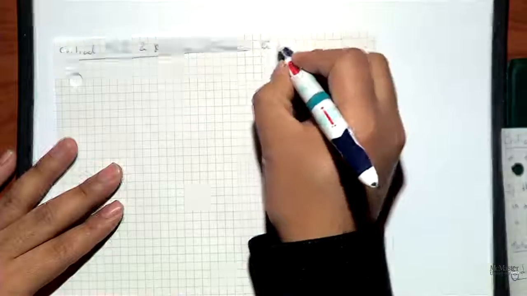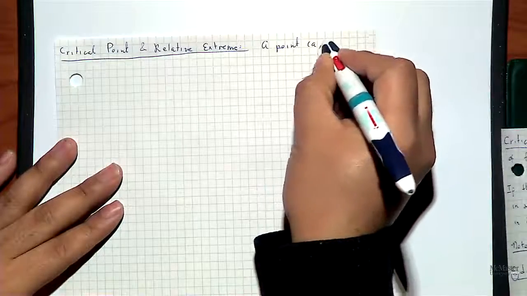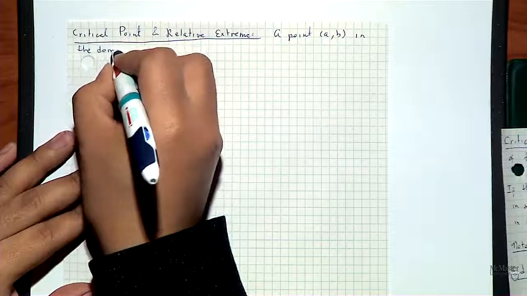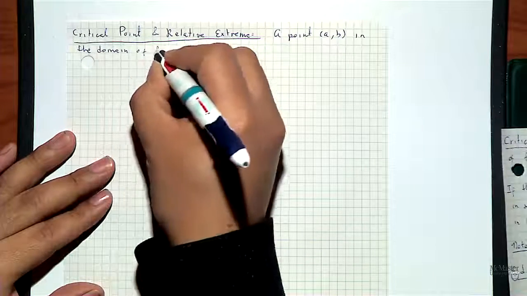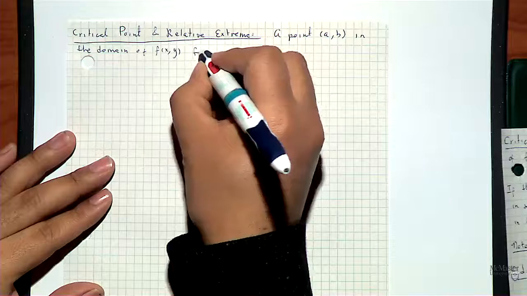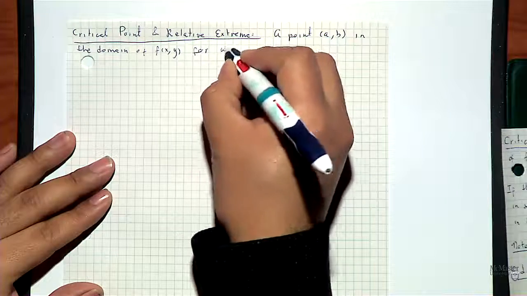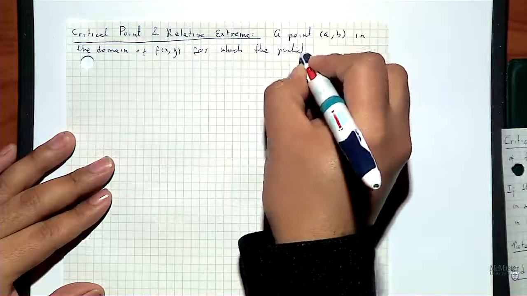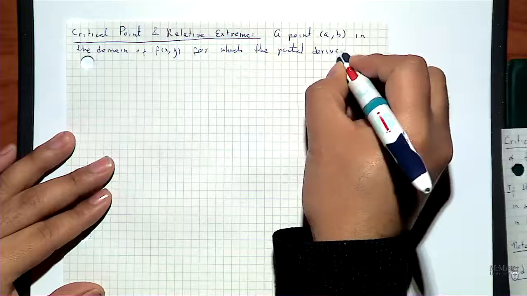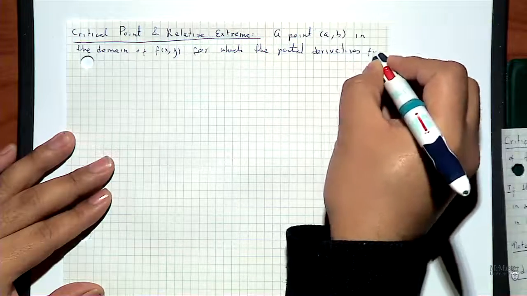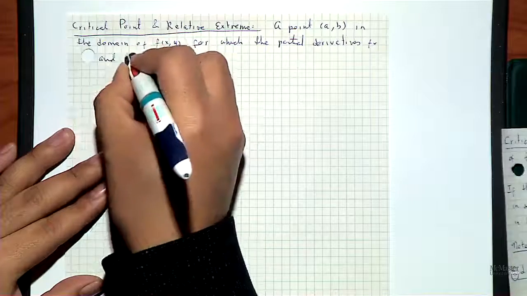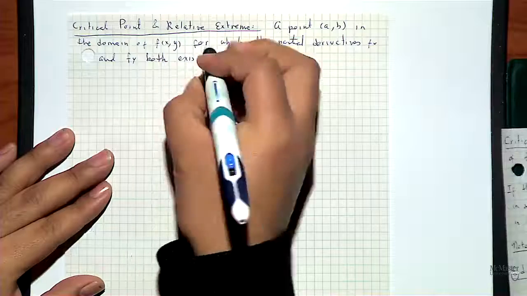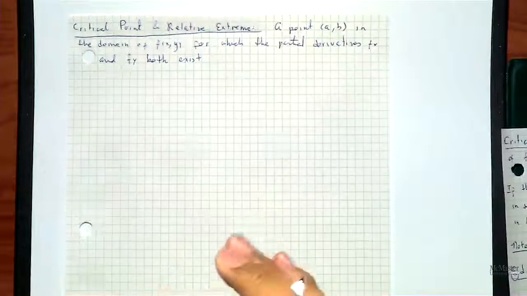So a point (a, b) in the domain of f(x, y), for which the partial derivatives fx and fy both exist. So let's assume that they exist.